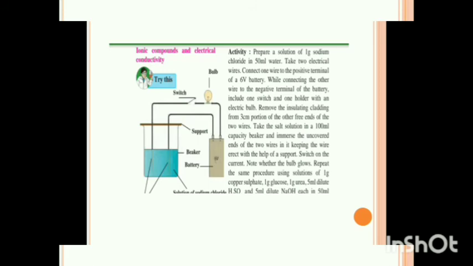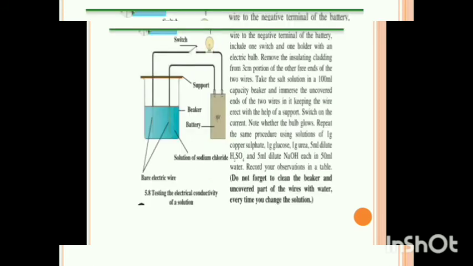Now switch on the current. Note whether the bulb glows. Repeat the same procedure using solutions of 1 gram of copper sulfate, glucose, urea, and 5 ml dilute H2SO4, 5 ml dilute NaOH, each in 50 ml water. And then you have to record your observation in a table.